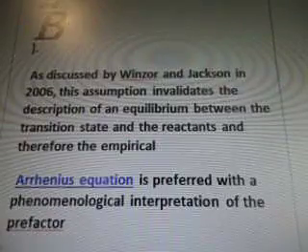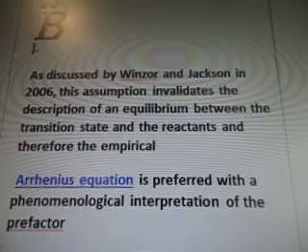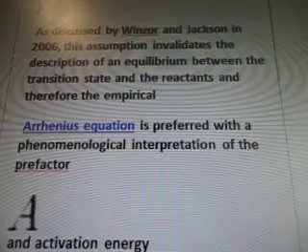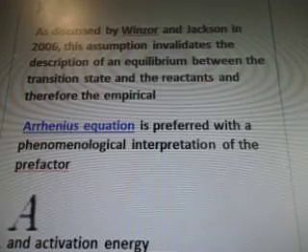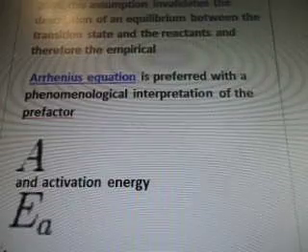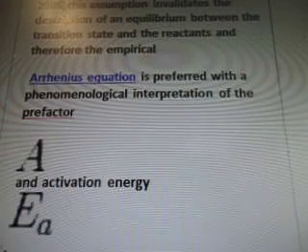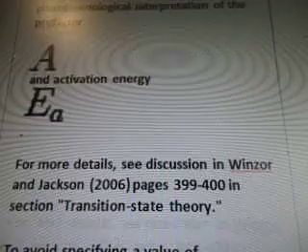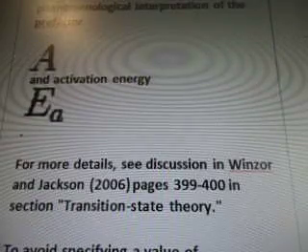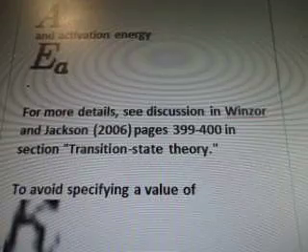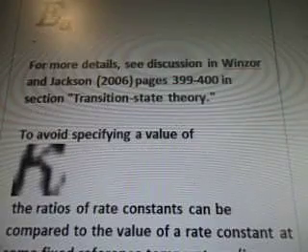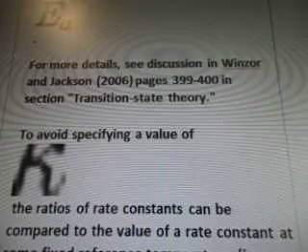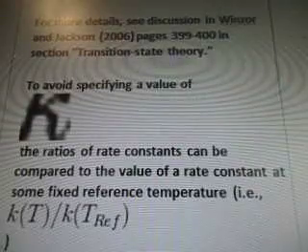As discussed by Windsor and Jackson in 2006, this assumption invalidates the description of an equilibrium between the transition state and the reactants, and therefore the empirical Arrhenius equation is preferred with a phenomenological interpretation of the prefactor A, an activation energy, E with a small a, I think that's an A. For more details, see discussion in Windsor and Jackson 2000, pages 399 to 400 in the section Transition State Theory.